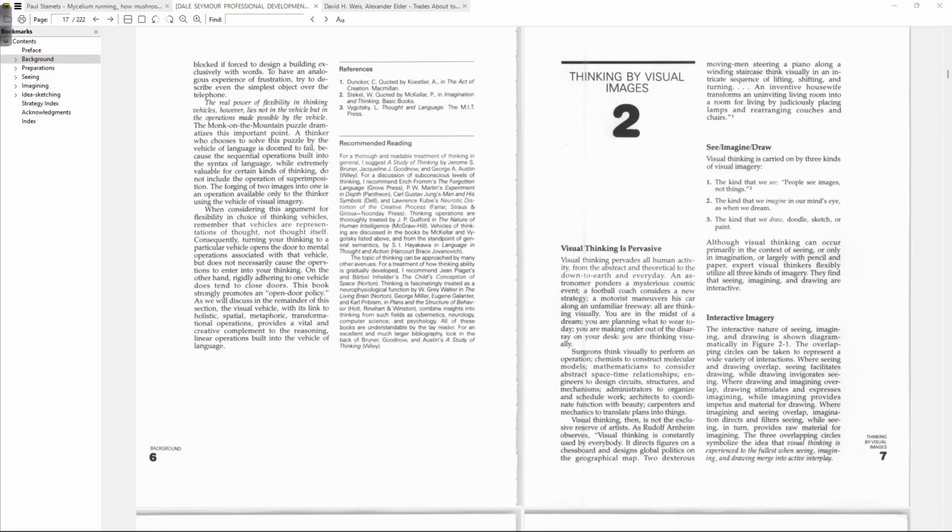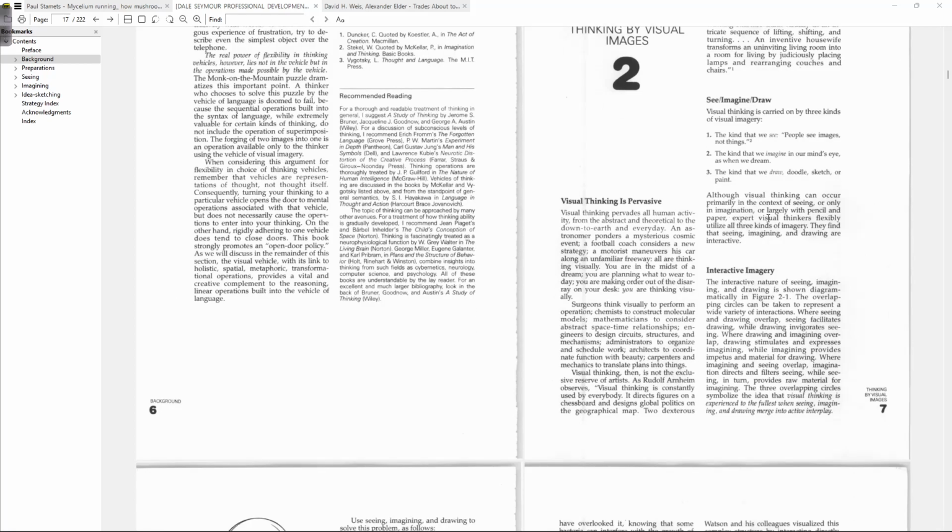Visual thinking is carried on by three kinds of visual imagery. The kind that we see: people see images, not things. The kind that we imagine in our mind's eye, as when we dream. And the third is the kind that we draw, doodle, sketch, or paint. Although visual thinking can occur primarily in the context of seeing, or only in imagination, or largely with pencil and paper, expert visual thinkers flexibly utilize all three kinds of imagery. They find that seeing, imagining, and drawing are interactive.